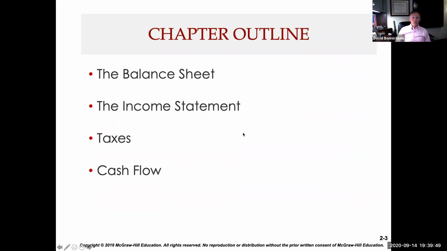All right, so we're going to talk about the balance sheet, the income statement, taxes, and the cash flow statement. So now is a good time, if you've printed out those handouts that I put up on Moodle that I emailed you about, to get them out and start making some notes as we go through this.